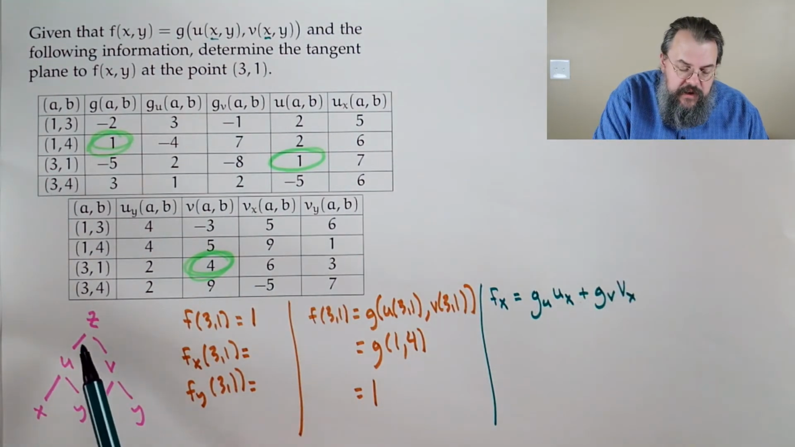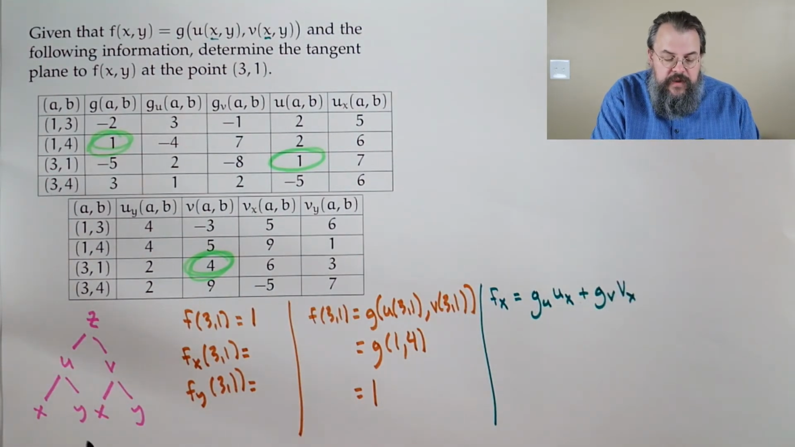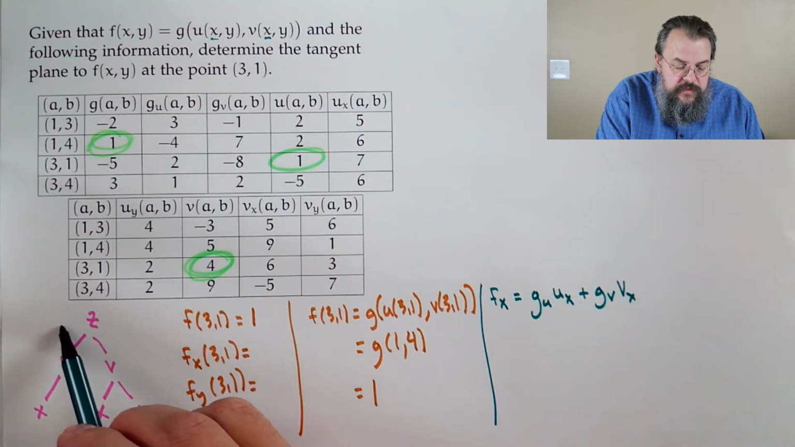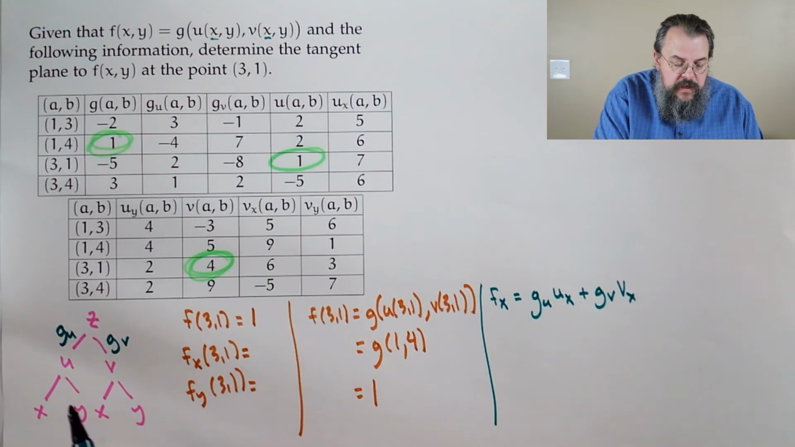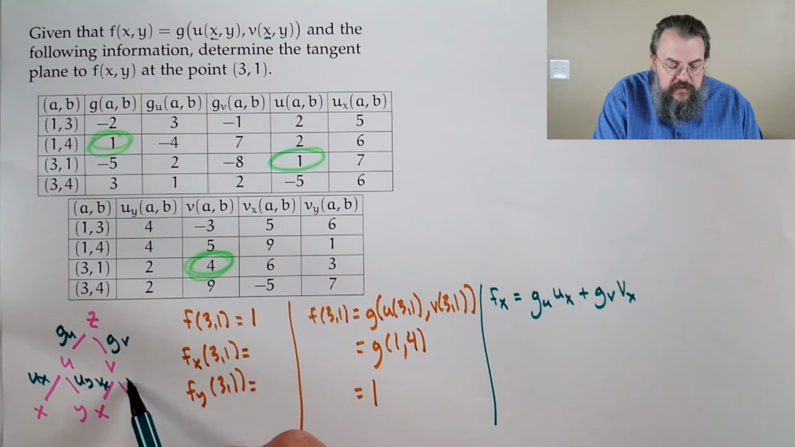I'm really coming down along this diagram. So this, for instance, is g sub u. Here is g sub v. This would be u sub x, u sub y, v sub x, v sub y.